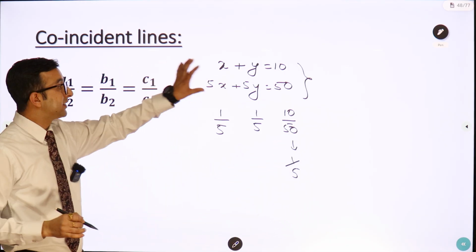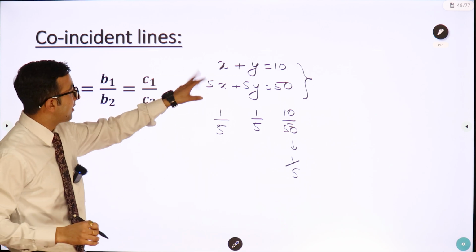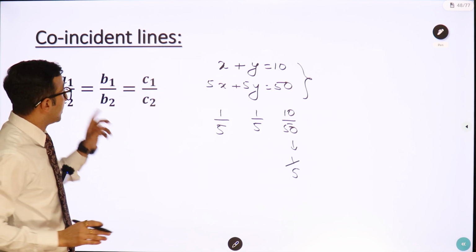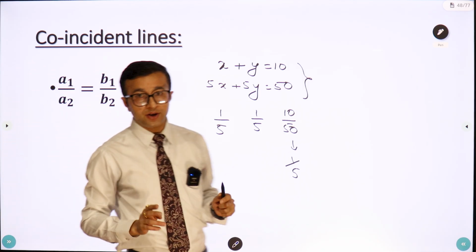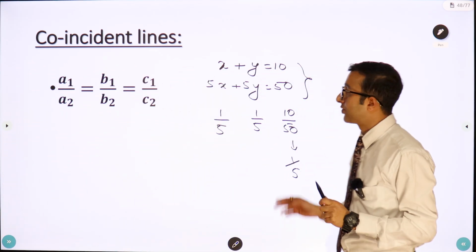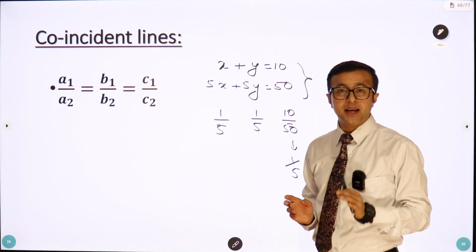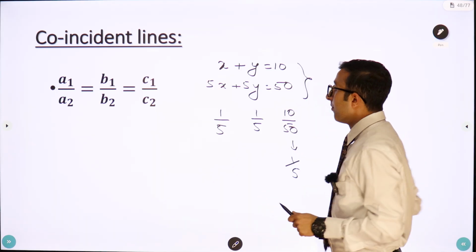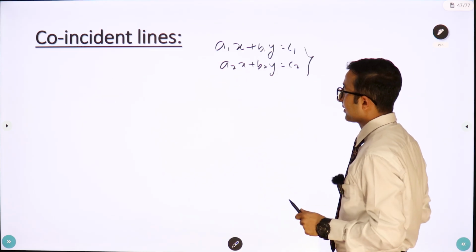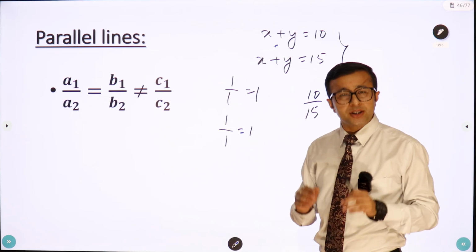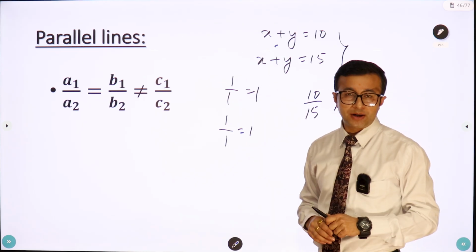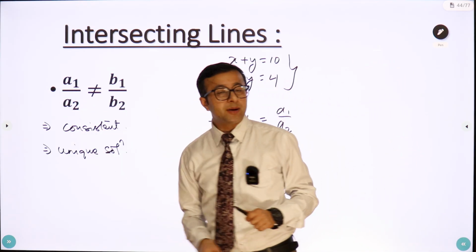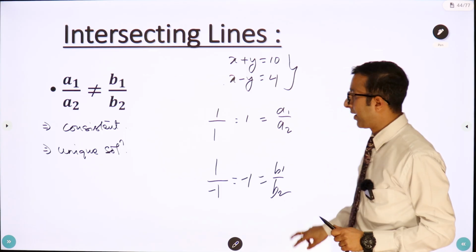So if two lines represent the same straight line, such a pair of linear equations we say are coincident lines. You are supposed to remember the condition for coincident lines: a1 by a2 is equal to b1 by b2, and that is also equal to c1 by c2. But for parallel lines, a1 by a2 is equal to b1 by b2 but not equal to c1 by c2. And for intersecting lines, this is very easy: a1 by a2 is not equal to b1 by b2.